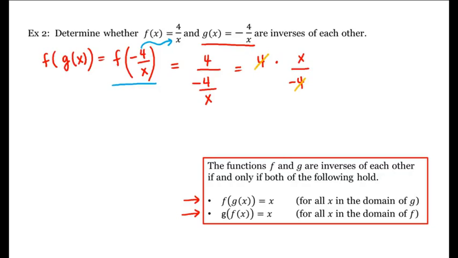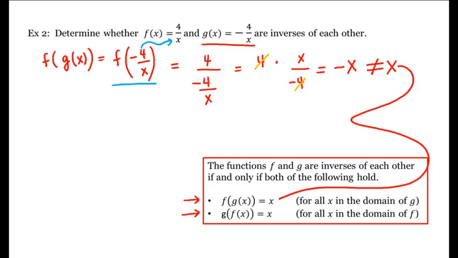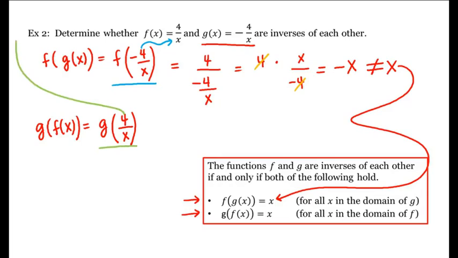And then the 4's will cancel. However, we're still left with a negative 1 in the denominator, which means this is equal to negative x. It's not equal to x. So this is not satisfied. So these will not be inverses of each other. But let's, for the fun of it, compute the composition in the other direction. This is g of 4 divided by x, because f is 4 divided by x. And to compute g at any input, we take that input and plug it in wherever we see an x here.